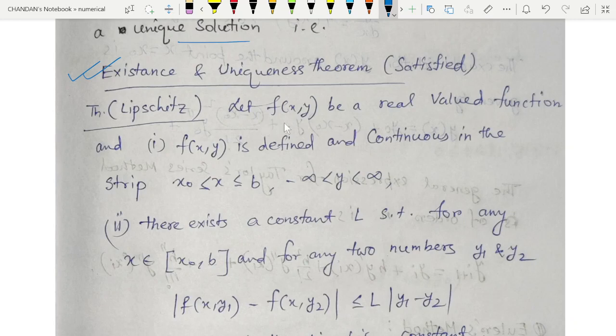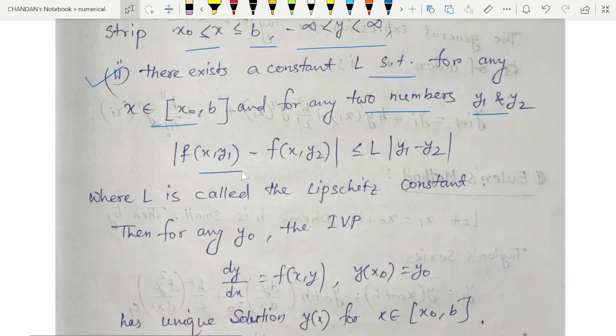It says: let f(x,y) be a real valued function, and number one, f(x,y) is defined and continuous in the strip x0 ≤ x ≤ b and -∞ < y < ∞, this being the range of y. And number two, there exists a constant L such that for any x belonging to [x0, b], for every two numbers y1 and y2, the modulus of f(x,y1) - f(x,y2) is less than or equal to L times the modulus of y1 - y2, where L is called the Lipschitz constant.